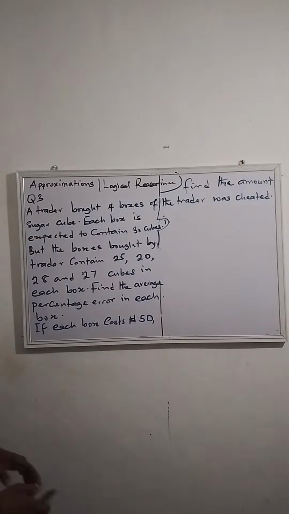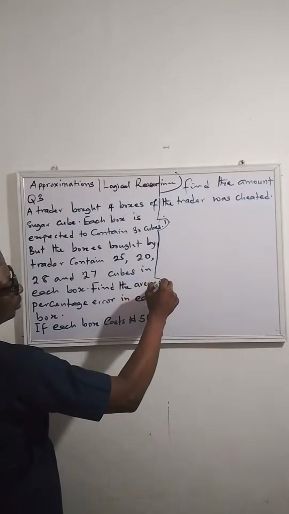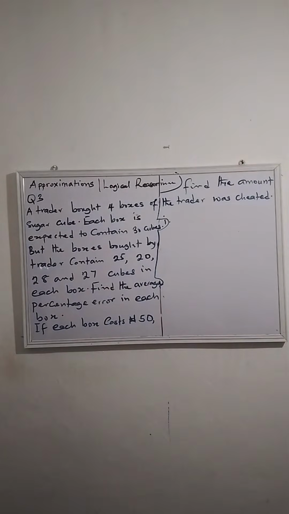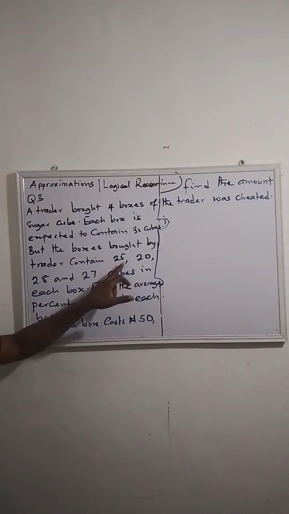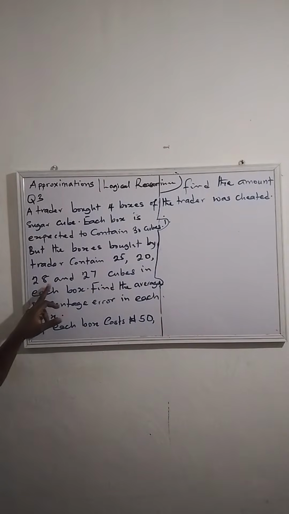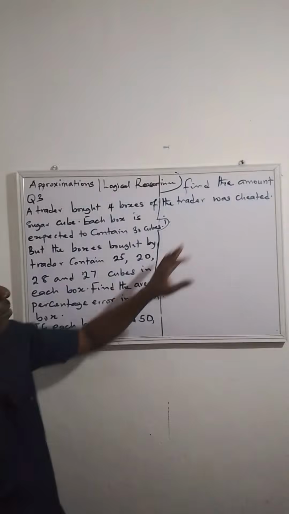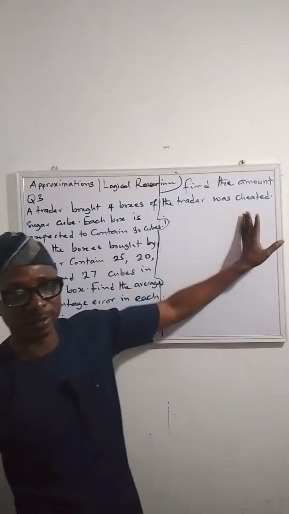Can you all see the board? Now let's read the question together and digest the question. A trader bought 4 boxes of sugar cube. Each box is expected to contain 30 cubes. But the boxes bought by the trader contain 25, 20, 28, and 27 cubes in each box. So find the average percentage error in each box. Now, if each box is naira, find the amount the trader was cheated. So that's the question.